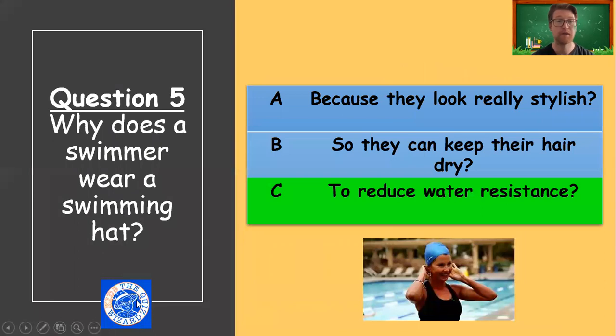Number 5. Why does a swimmer wear a swimming hat? It's not because they look good. It's not because it keeps your hair dry. It's because it reduces water resistance. So in competitive swimming, it might just make you that tiny little bit faster, because water resistance is acting upon the person swimming. That is the force.